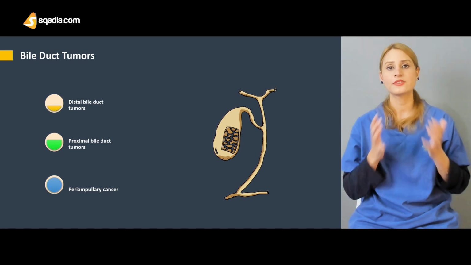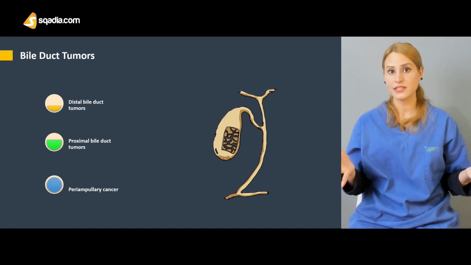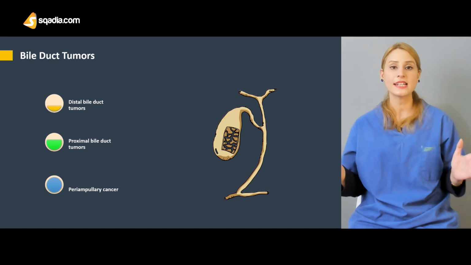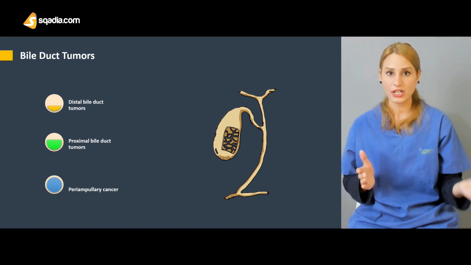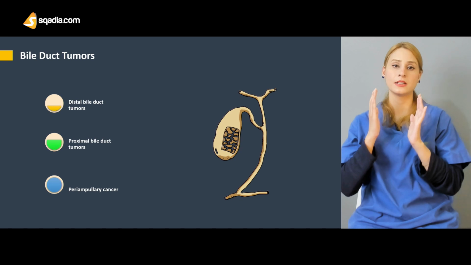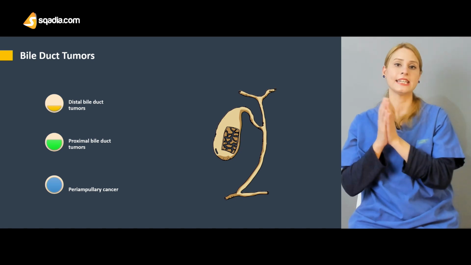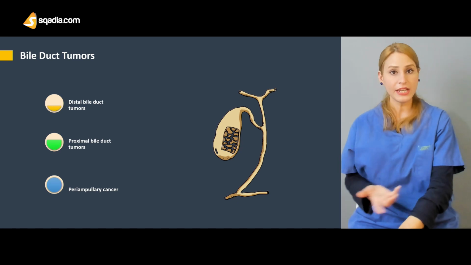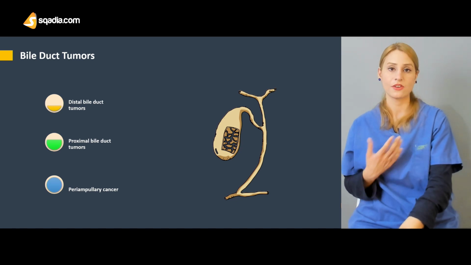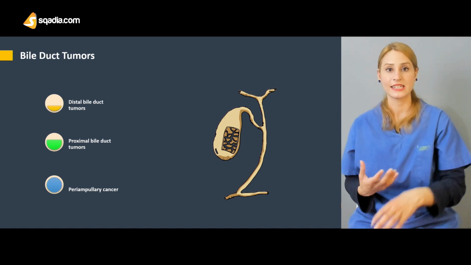But if you want to limit yourself to the cholangiocarcinomas, remember that they can be intrahepatic, hilar, or distal cholangiocarcinomas. And among those, perihilar or hilar cholangiocarcinomas are the most common, although this entity is very rare.